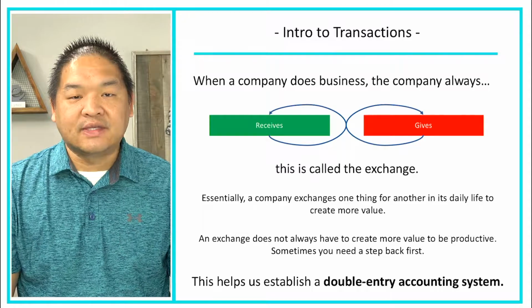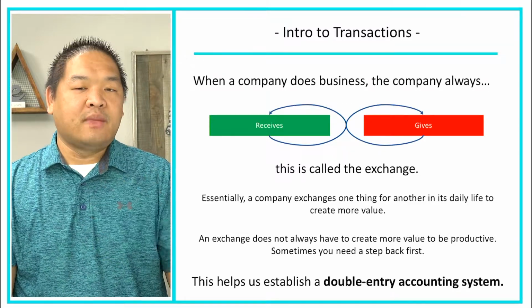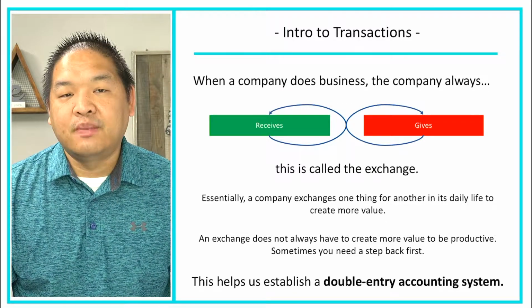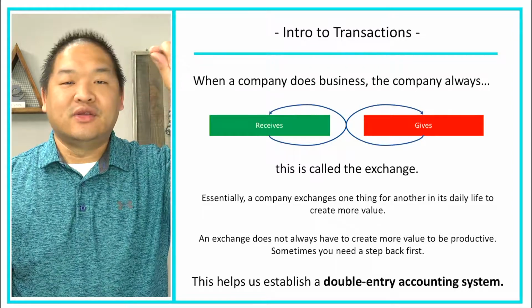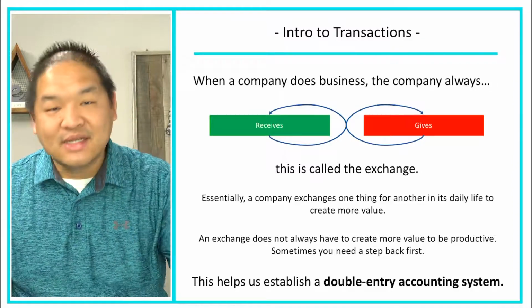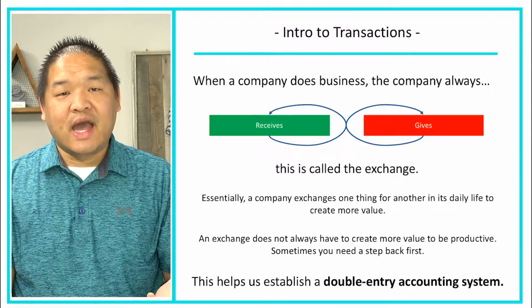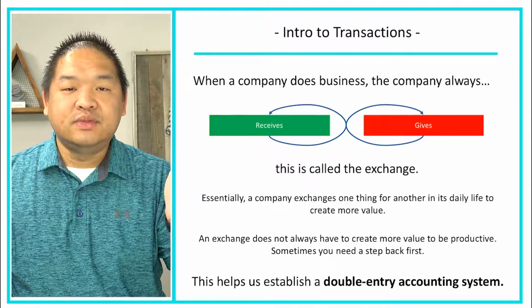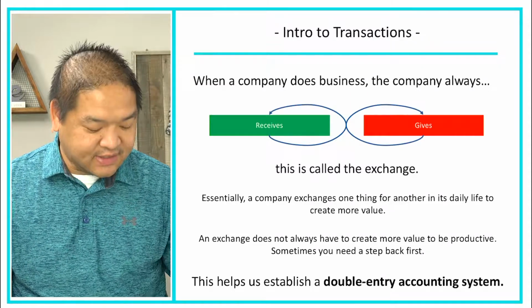A single entry accounting system would be your grandma, grandpa, or dad's checkbook ledger, where they write the check number, who they wrote the check for, and the amount of the check. That is a single entry accounting system because they're not actually putting the other side of it, basically.